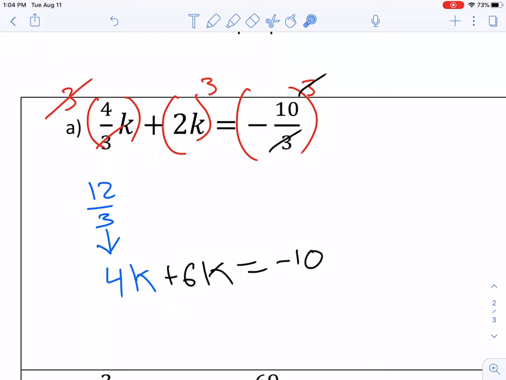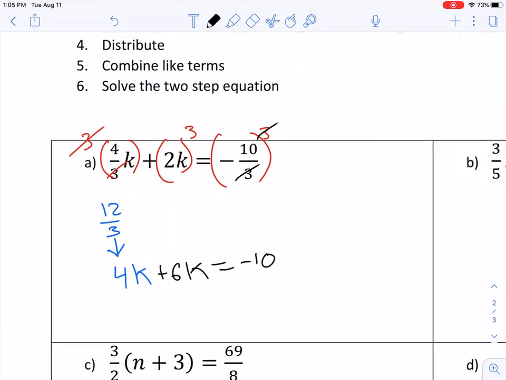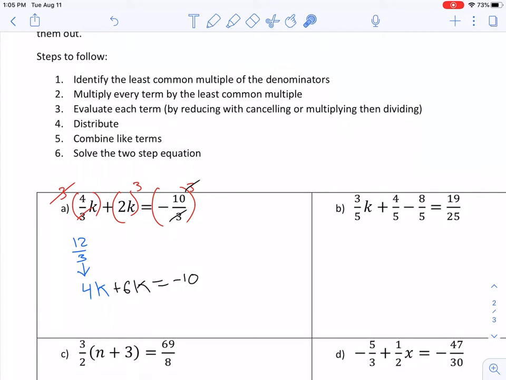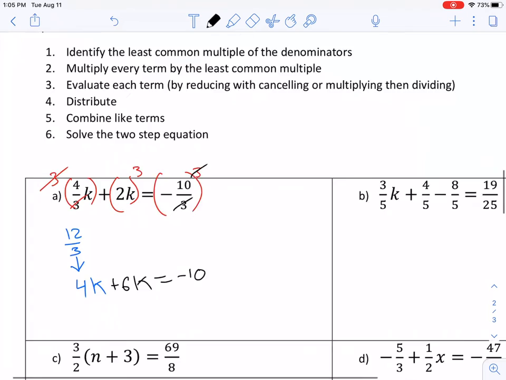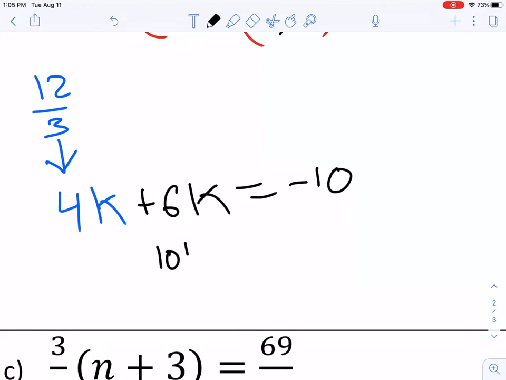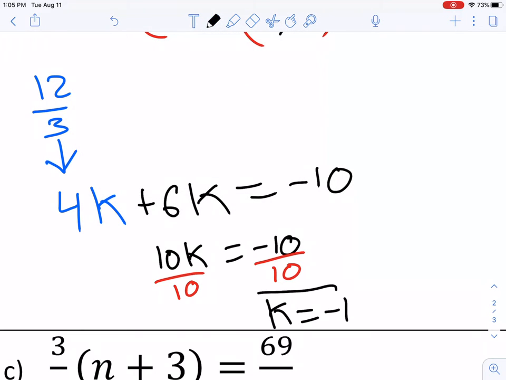We do all this clearing the fraction stuff because now we have a two-step equation that's easy. Not even two-step. Now I'm just going to follow. Distribute. Do I have anything to distribute? No. Combine like terms. I do have like terms. I can combine 4 and 6. That gives us 10k equals negative 10. And then now I solve two-step or one-step, depending on what we're left with. I can divide 10 to both sides so that k equals negative 1.